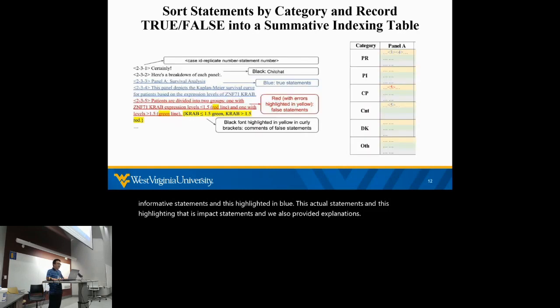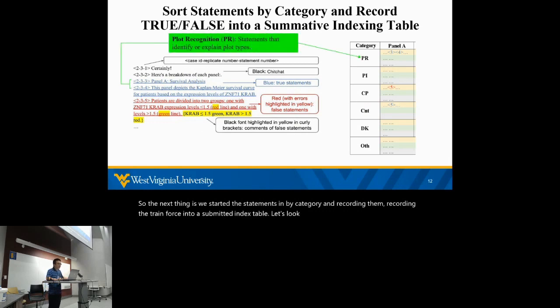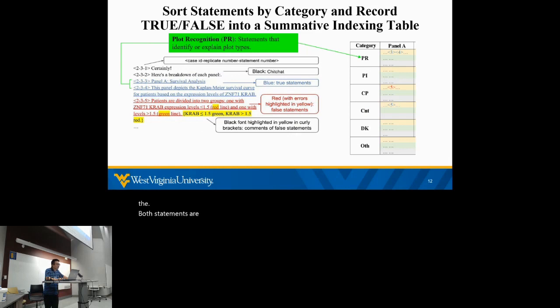The next thing is we sorted the statements by category and recorded the true and false into a summative index table. Let's look at statements 3 and 4. Both statements are talking about the survival plot, but they are actually explaining the plot type. So these two statements are classified into plot explanation, and the statements are true and color coded in blue in this index table.